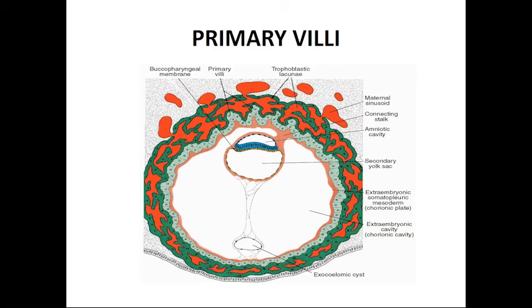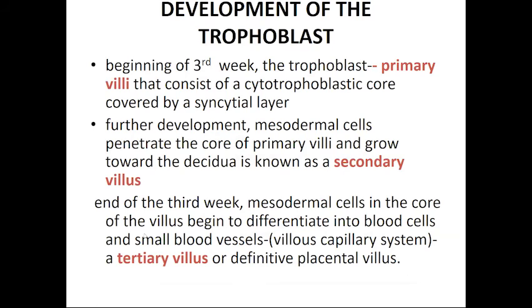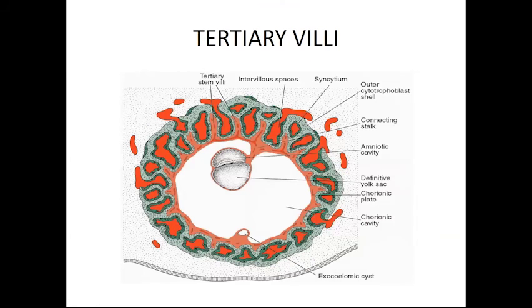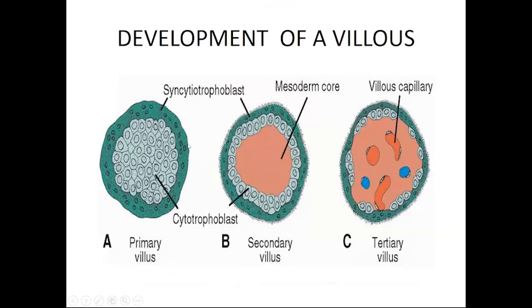When the mesoderm is added into the core of this primary villus, it becomes the secondary villus. And when blood vessels develop into this secondary villus, it is called the tertiary villus. You see this is a tertiary villus. These are the blood vessels they have formed. These are the tertiary villi, because in the mesoderm you can see the formation of the blood vessels. And if you see this picture, this is a primary villus.